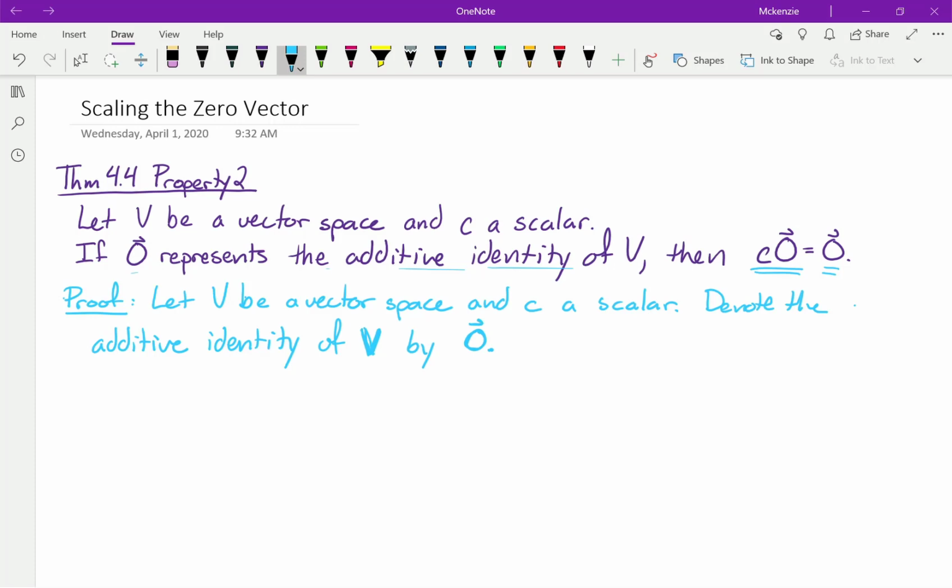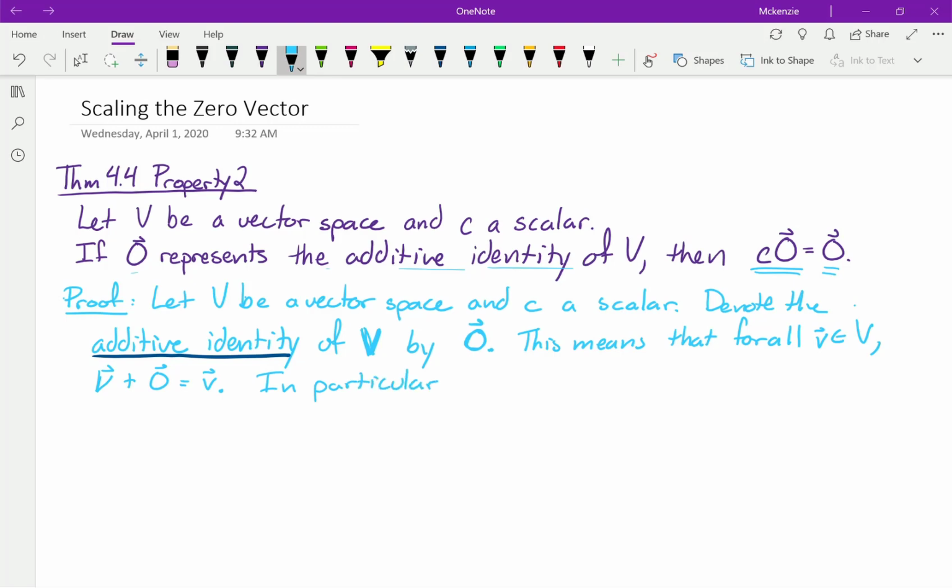And what does this mean? This means that for all vectors within our vector space, if we add 0 to it, we should get our vector back. That's what it means to be the additive identity, if we want to remind ourselves of the definition. So in particular, if we add the zero vector to itself, we get the zero vector back.